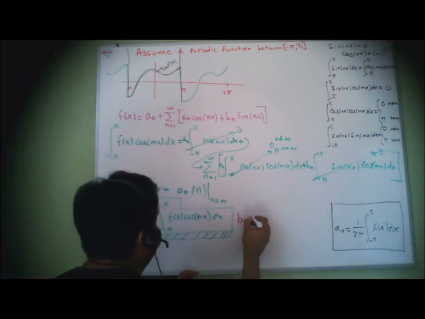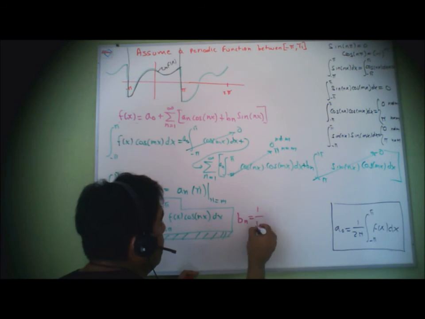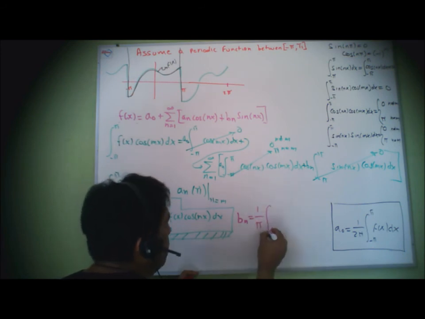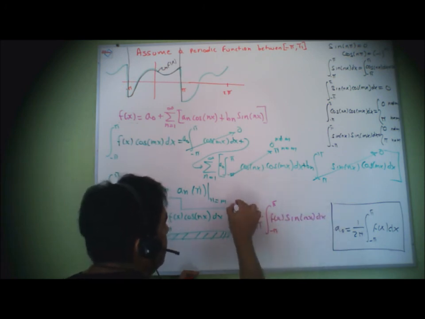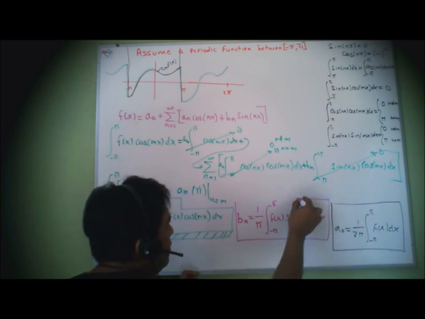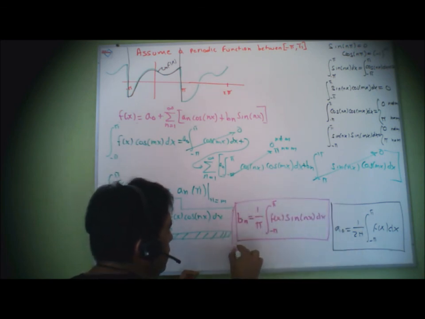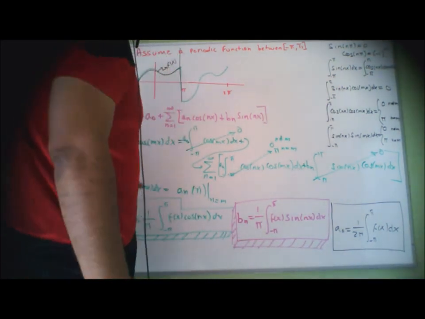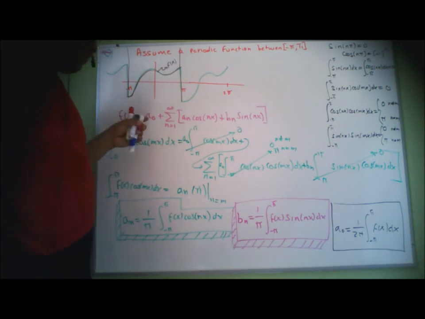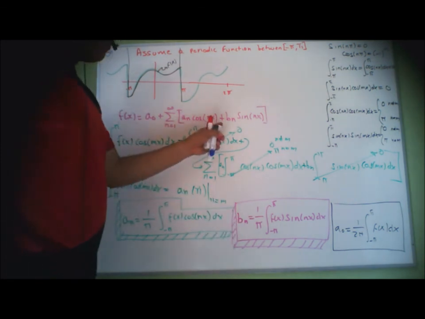bn is going to be 1 over pi, integral from minus pi to pi, f of x sine of nx differential of x. And here is the third formula. So these three formulas are the formulas we are going to use to calculate the coefficients. So now we have the formula for a0, we have the formula for an, and we have the formula for bn.